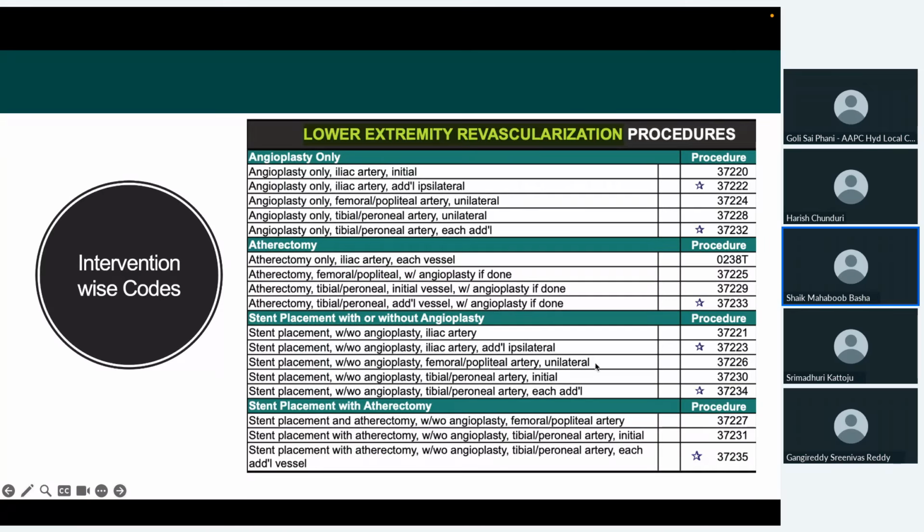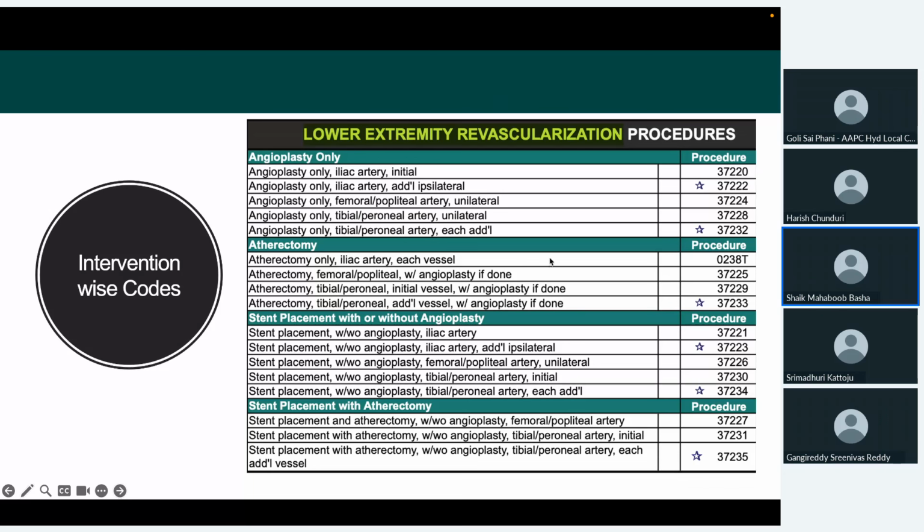For the femoral popliteal artery, we have 37226, only one code. There is no add-on code applicable. For tibio and peroneal territory, we have two codes: 37230 is primary, 37234 is an add-on code. Stent placement with atherectomy: we have a combo code, 37227 for femoral territory, 37231 for tibial, and 37235 for the add-on code. So if you see this complete set of codes, you may get one doubt.